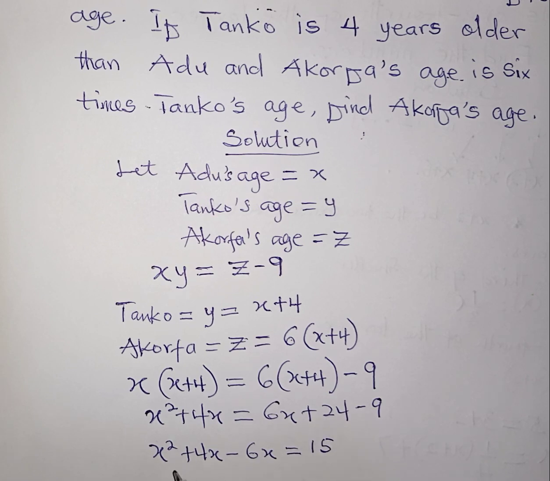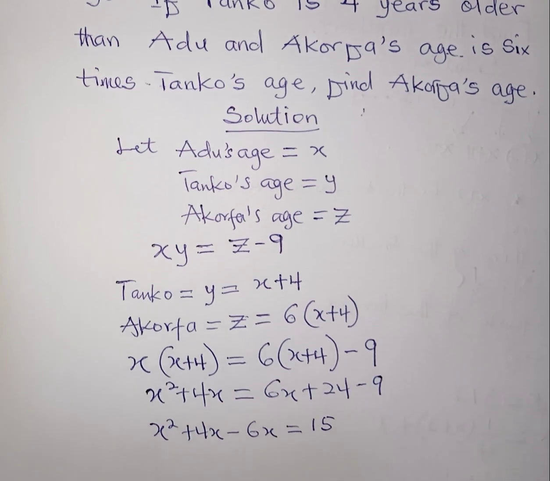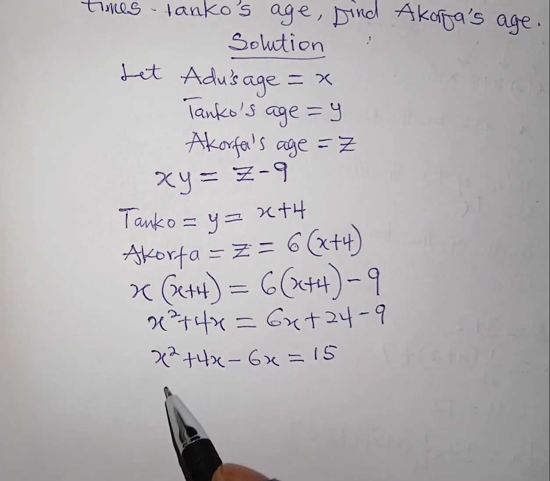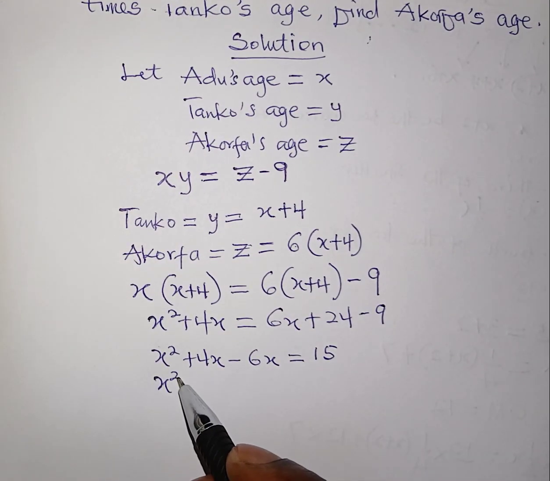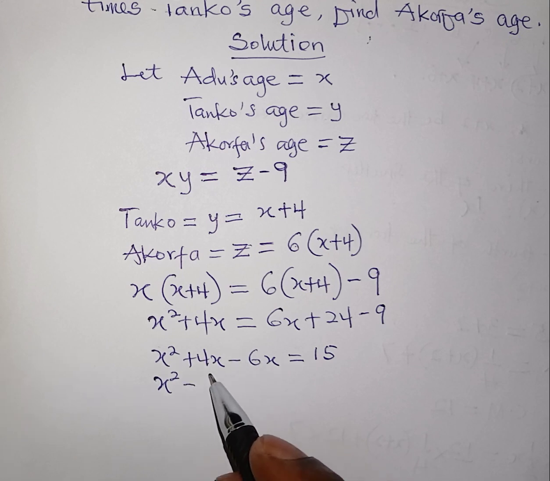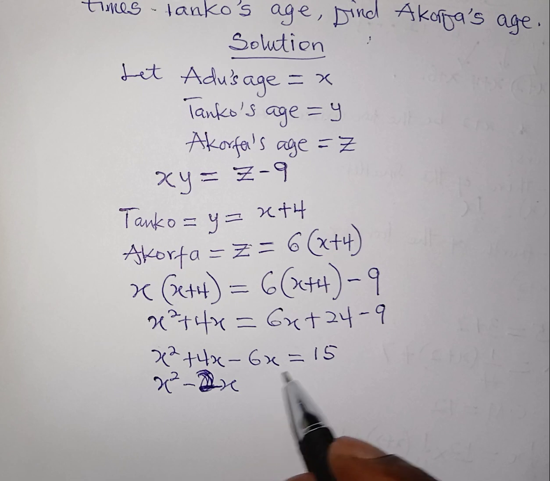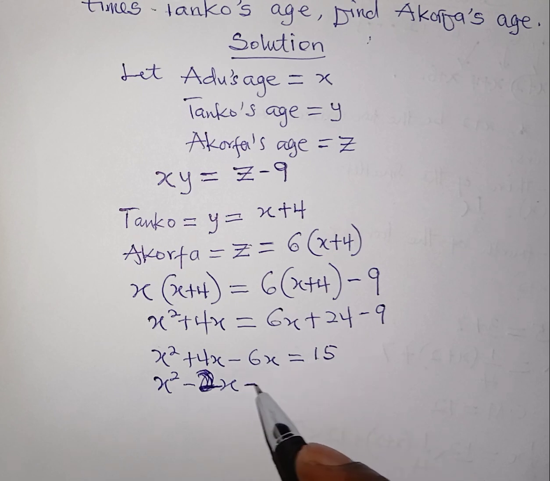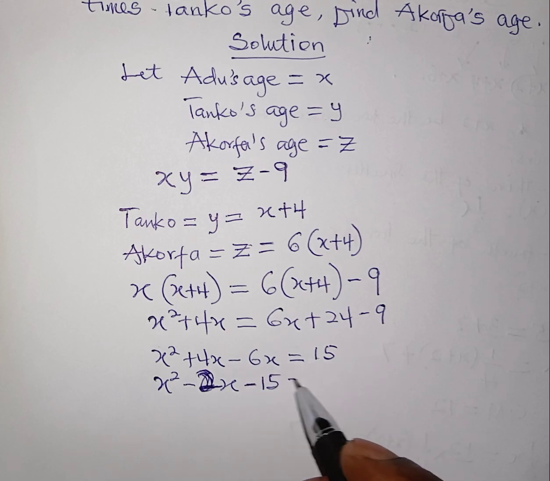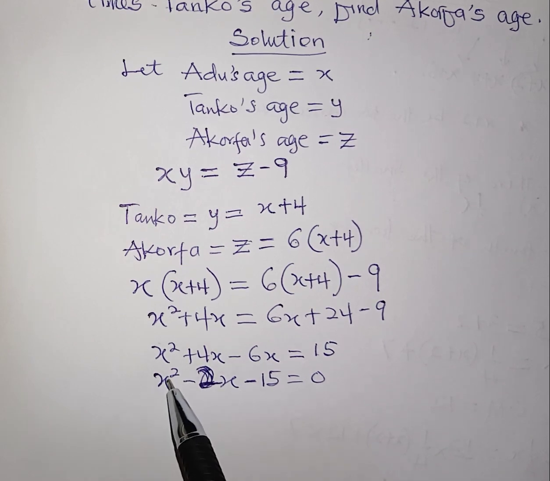So if I have this, then I know that I can maintain this one. 4x minus 6x gives me what? Negative 2x. So this is negative 2x. Then I have 15, so I can bring the 15 here and bring the equal to sign here. And what type of equation is that? You see that we have x squared minus 2x minus 15.